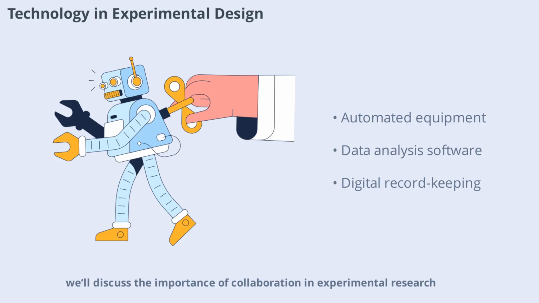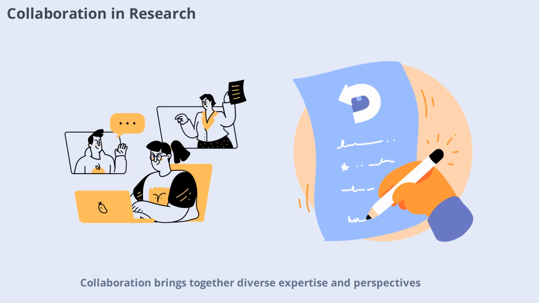Next, we'll discuss the importance of collaboration in experimental research. Collaboration brings together diverse expertise and perspectives, leading to more robust experimental designs. Working in teams allows for sharing ideas, dividing tasks, and cross-checking results. Collaboration can occur within a single lab or across institutions and disciplines. Effective communication and clear protocols are key to successful teamwork.